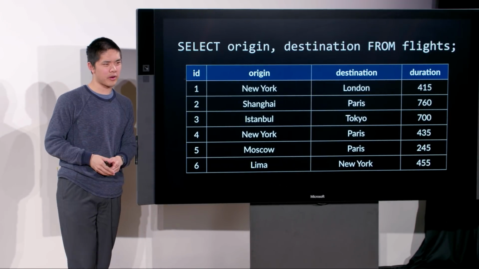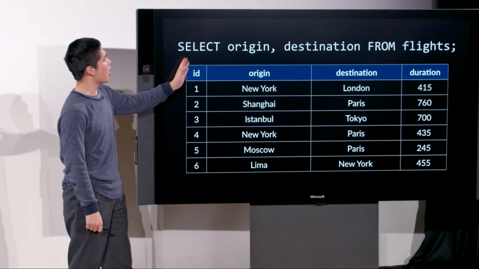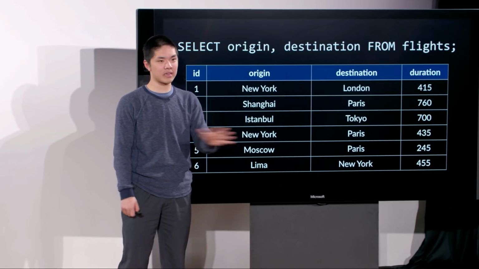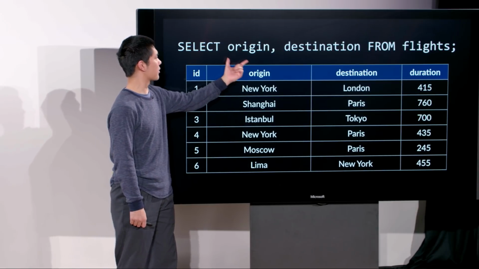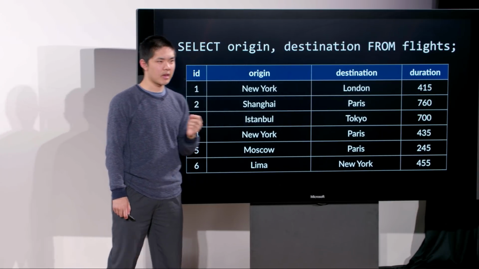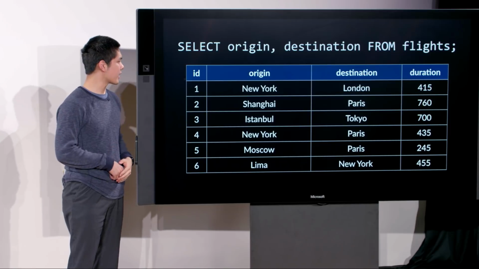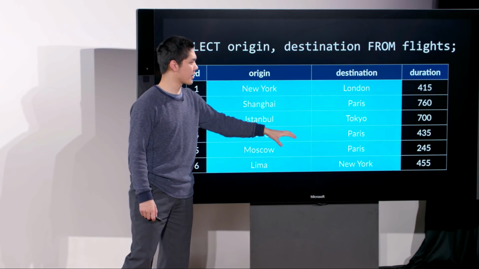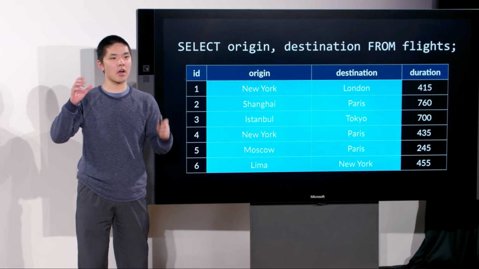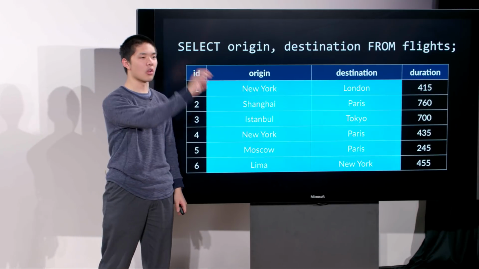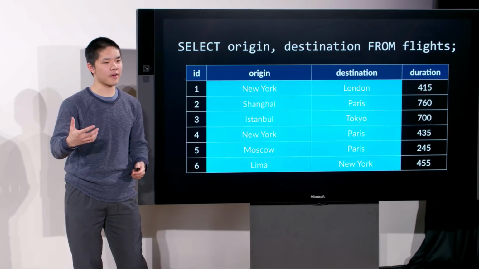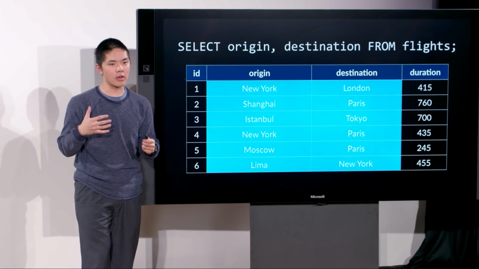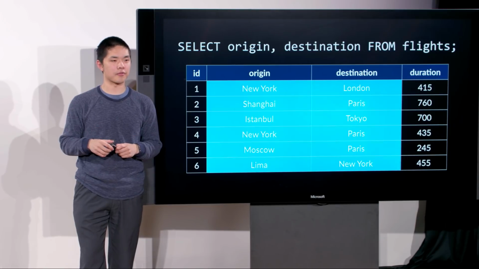I could also do a query that looks something like this. Select origin, comma, destination from flights, where I've replaced the star, meaning select everything, with just 2 columns, origin and destination. And so if I were to run that query instead, then the only data that's handed back to me are the contents of the origin and the destination columns. So I don't care about what the ID of the flight is. I don't care how long the flight is. I just care where am I flying from, where am I flying to, and I'll get back that data for all of the flights that are inside of my table.